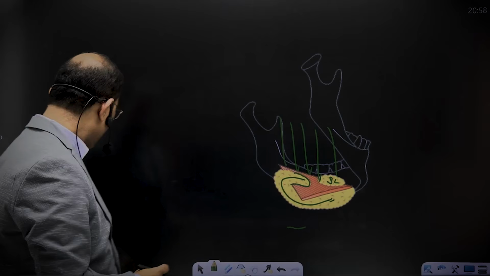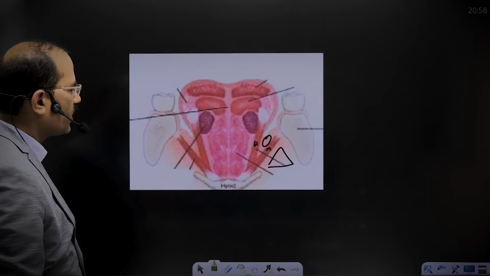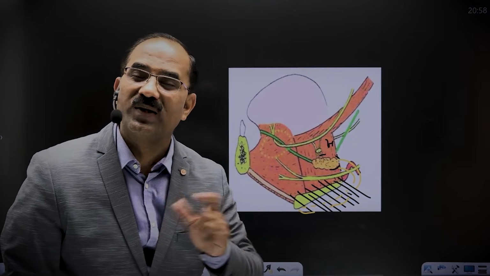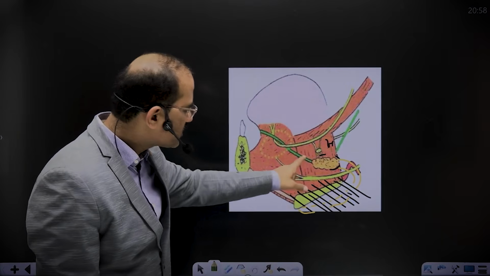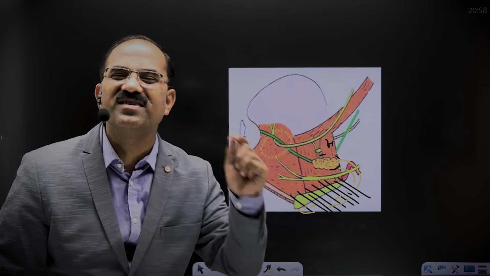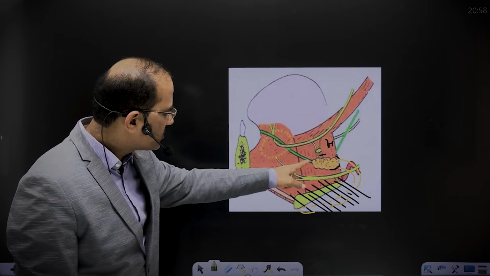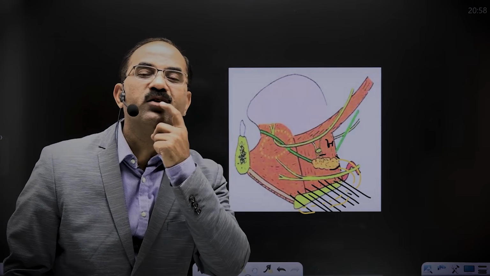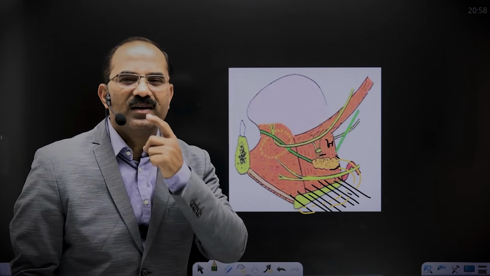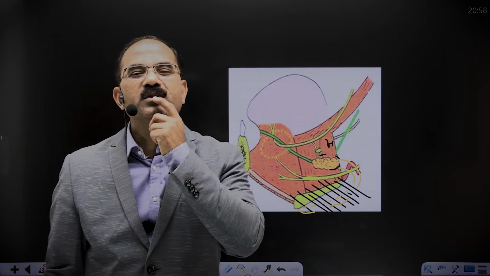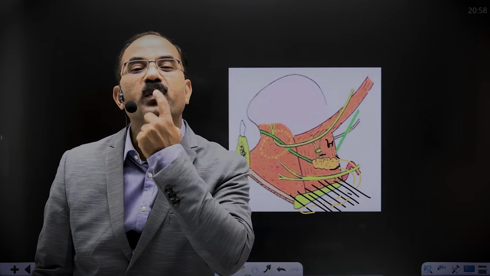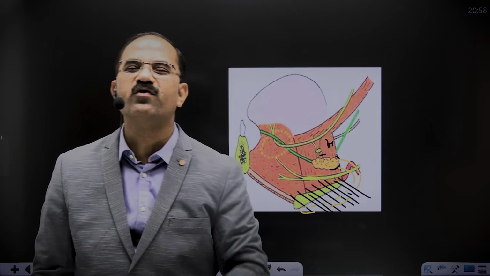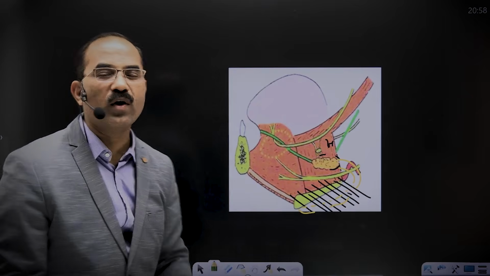Now this submandibular gland will have a duct. Like the parotid gland, whose duct is known as Stenson's duct, the duct of the submandibular gland is known as Wharton's duct. And this duct opens in the floor of the mouth, just on the sides of the frenulum linguae. Frenulum linguae is the attachment there. So this duct is the Wharton's duct.